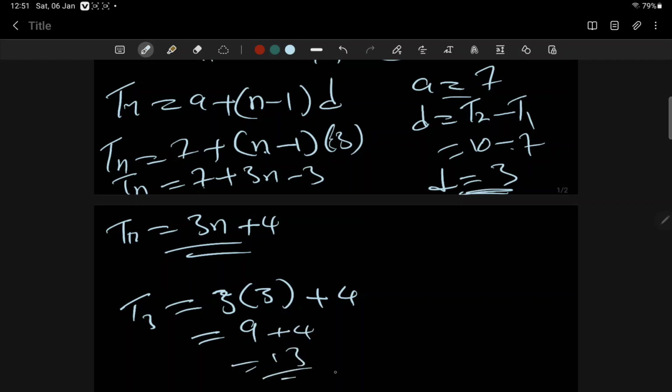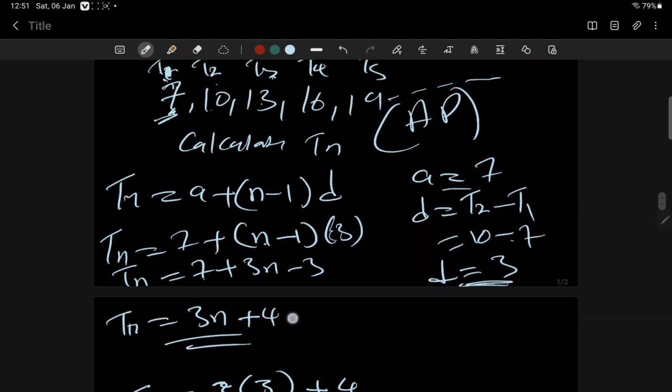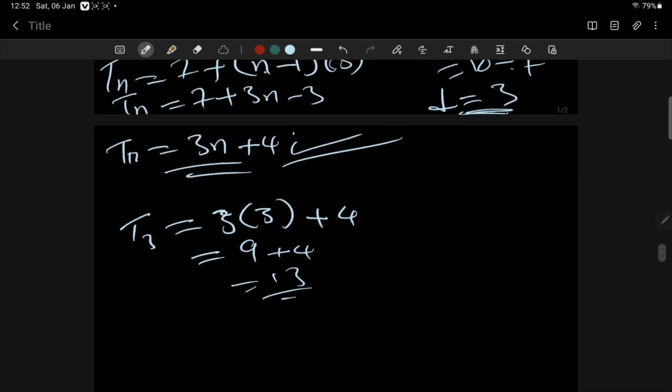9 plus 4, 8 is indeed 13. So which means this is right. You can make yourself correct after you have proved it. Then, okay, let's try another example.